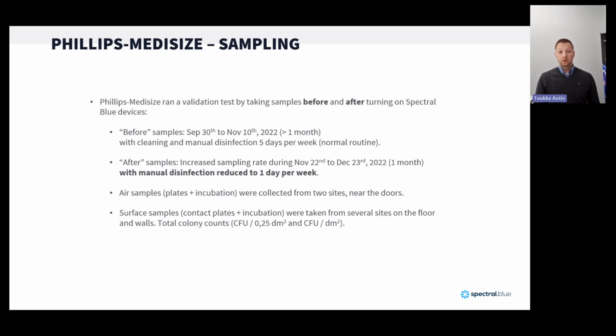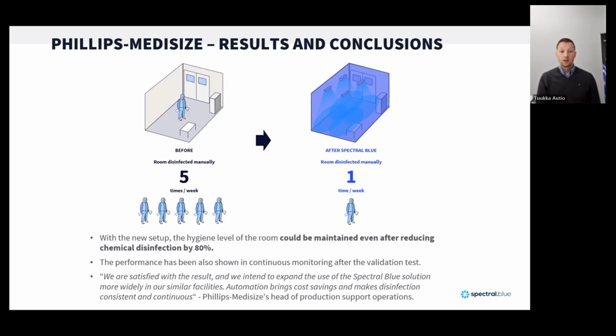The air samples were collected from 2 sites near the doors, and surface samples they took from several sites around the room, from the walls and from the floor. And this is what the results look like. So by using blue light, spectral blue in this area, they showed that they could keep the same hygiene level. They could stay well below their alert threshold levels with blue light, even when they reduced the amount of chemical disinfection by 80%.